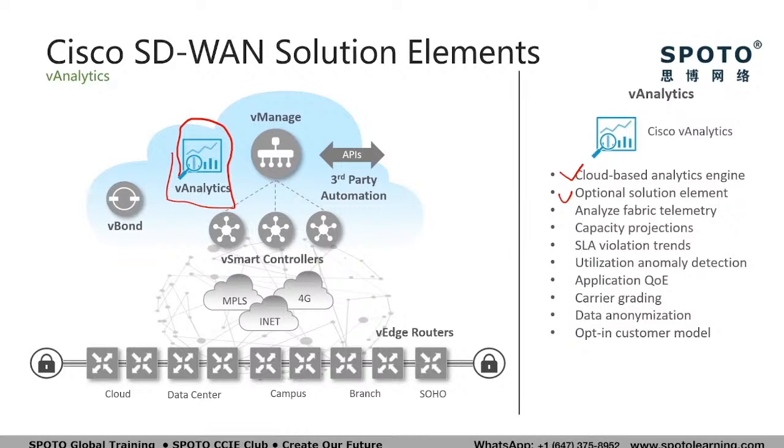Basically it's an analytic engine. It collects the fabric telemetry and does the capacity projections. It's based on the historical data, doing the forecast, and monitors the SLA violation trends and utilization, and if anything is abnormal, it will alert the administrator. It also shows the application QoE, functions at carrier grade. So you can install this in the lab and have a play with it. It's an analytic engine, optional.